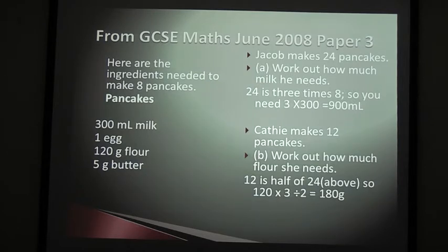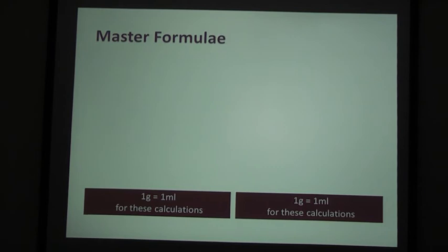If it works better for you to say that it's 120 grams to make 8 pancakes, I want to make 12 pancakes, so it's 12 over 8 times 120, that's fine too. Whatever system works for you is fine, as long as you do the correct math and you work as fast as you can. Okay, so that's just illustrating the other way. Okay, so Master Formulae.